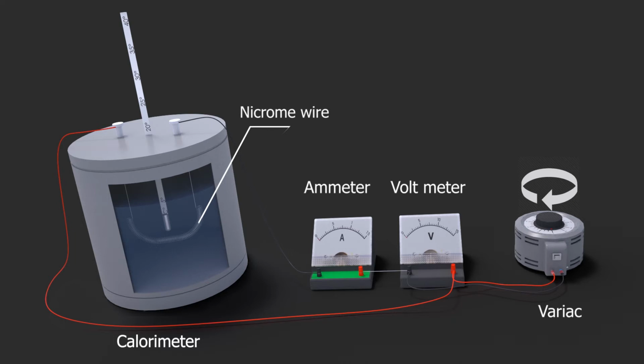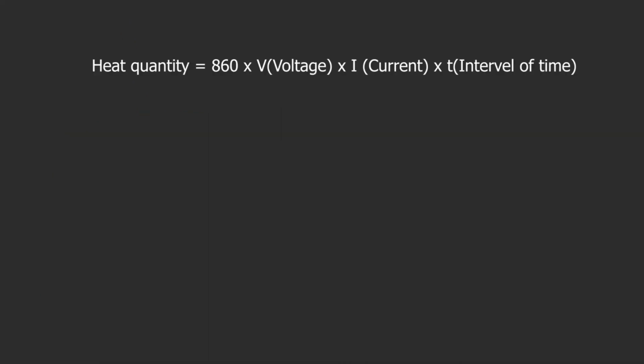They are expressed by the relation as follows. This is called Joule's law. Heat quantity depends on voltage, current, and interval of time. From Ohm's law, voltage equals current multiplied by resistance. Therefore, heat quantity depends on current squared times resistance, and interval of time.